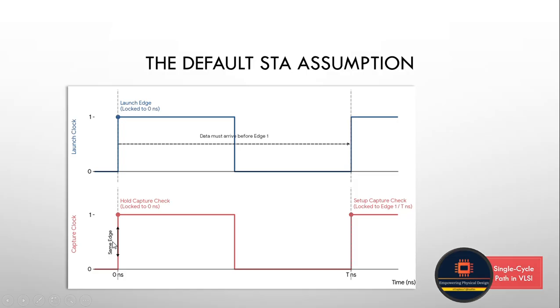That means it makes sure that your data does not move too fast and override the previous data cycle. So it should check only at the same edge as the launch clock. That's why we say that hold is independent of clock frequency. It doesn't depend on clock period because it is checked on the same edge, exactly the same edge as the launch edge.